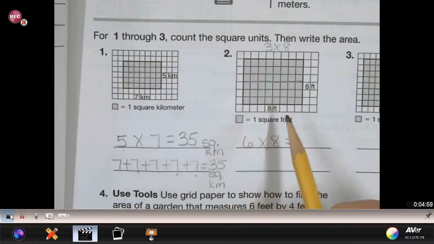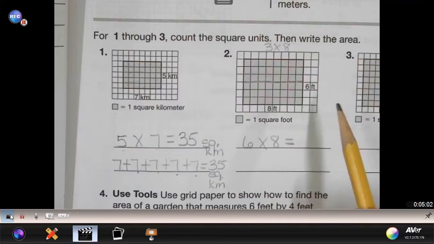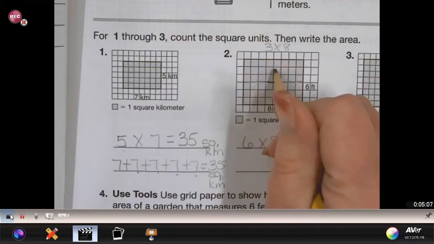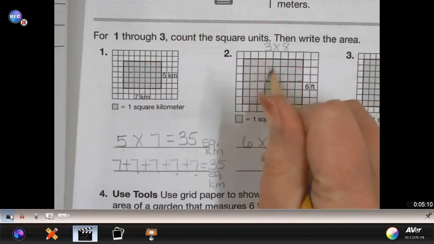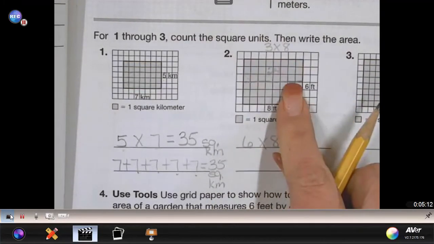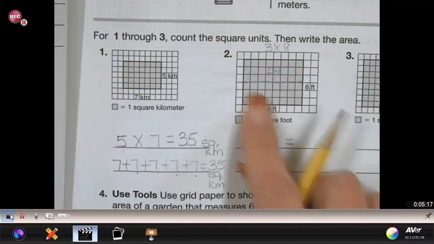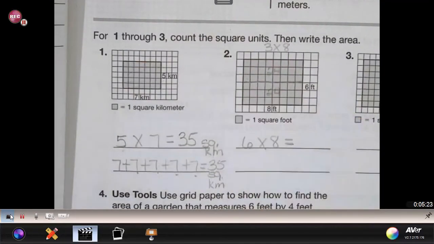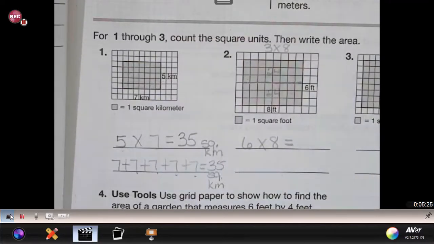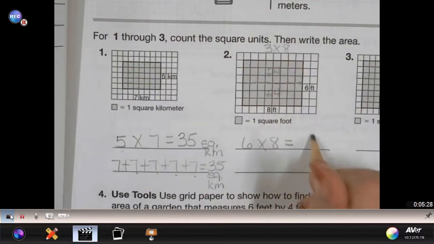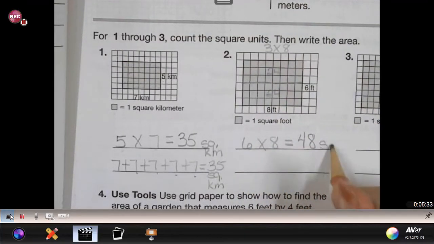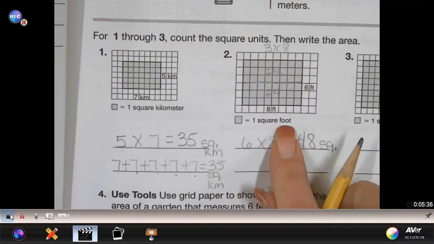3 rows of 8. 8 plus 8 is 16, and another group of 8 would be 24. So 3 times 8 is 24. That tells me that the top 3 rows of my array are going to be 24, so the bottom 3 rows of this array should also be 24. And when I have 24 and 24, 4 and 4 is 8, and 20 and 20 is 40. So I have 48 square feet in this case.